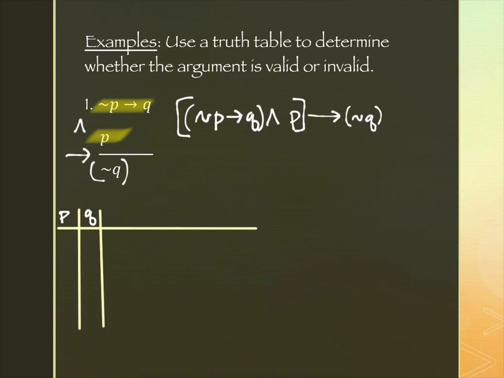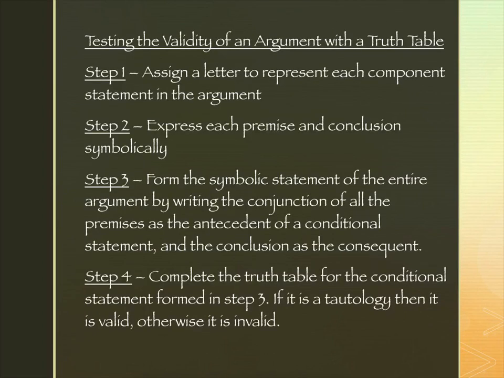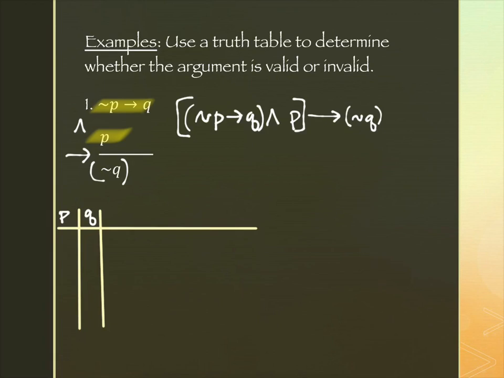Luke? How do you know to put the and in there? That's actually what it said in step 3. Oh, it is. Yep, step 3 says to form a symbolic statement of the entire argument by writing the conjunction, that's an and statement, of all the premises. That's how we know. Okay? Got it, Caden? Okay. All right, so we've got P, we've got Q.